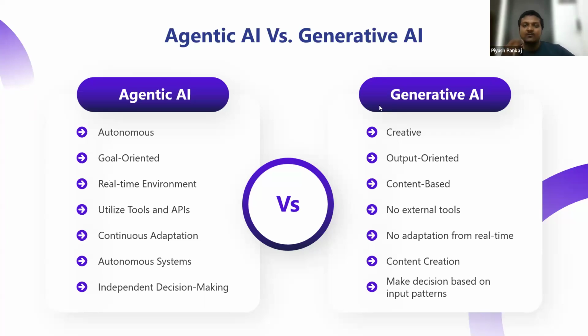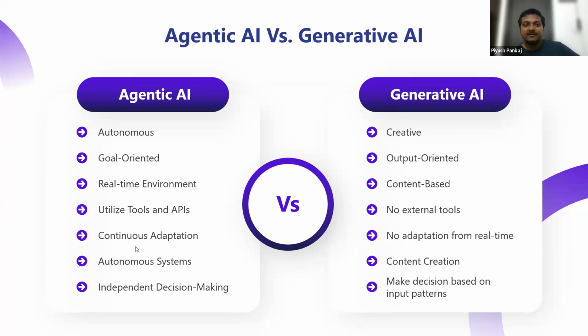Generative AI is going to be output oriented. It has to give the output only. Agentic AI can adapt to a real-time environment, but generative AI is content-based. Here we can add tools, we can use APIs of different tools, but in generative AI we can't use any external tools.